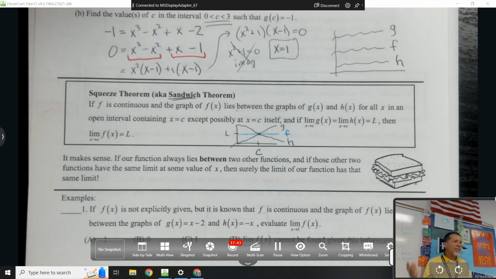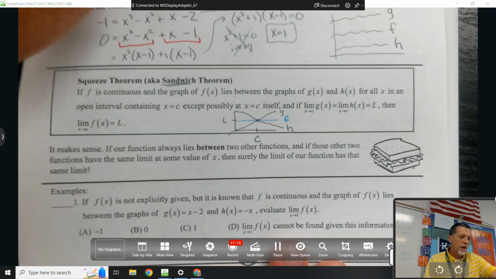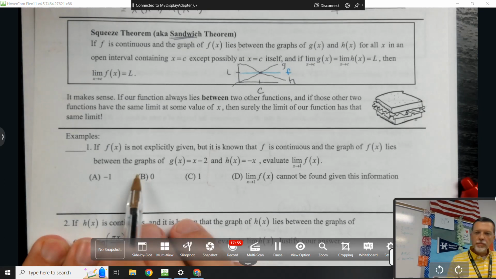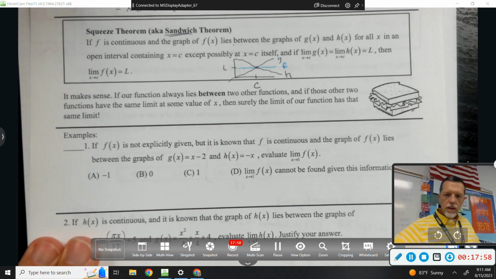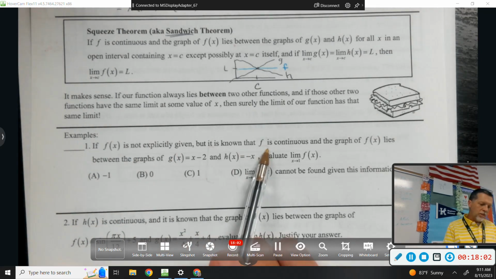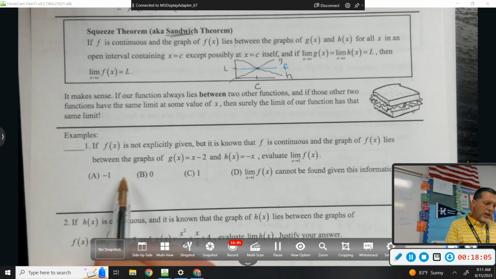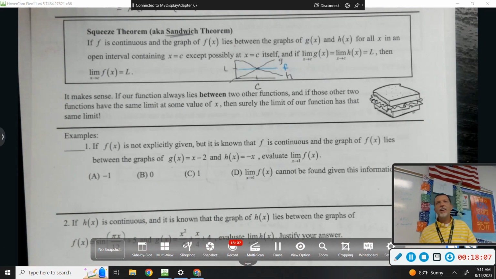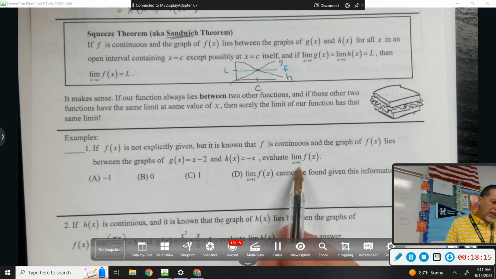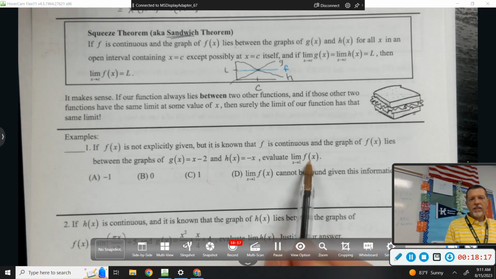Okay, so this is kind of a fun one. It's easy to understand. It's either the sandwich or the squeeze theorem. You can call it either one. And again, it's really hard to write a problem that's anything other than pretty easy for this. So let's look at an example. If f of x is not given, but it is known that f is continuous, and the graph of f lies between g and h. So it's like already we've got a squeeze or a sandwich setup here. Evaluate the limit as x approaches 1 for f of x.